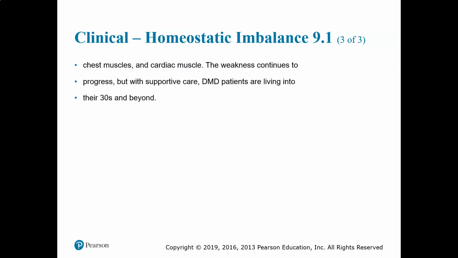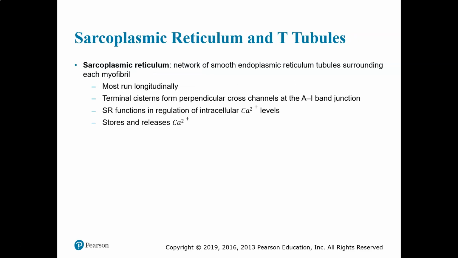It does start in the extremities, but it's a progressive disease, so it does move to the chest muscles and cardiac muscle, which of course is going to continue to progress. But with good supportive care, these patients can live into their 30s and beyond. I know several personally within the community college system who have lived well beyond their 30s and are still going, very strong. So definitely with good health care, a person with Duchenne muscular dystrophy can have a good life and a long life.